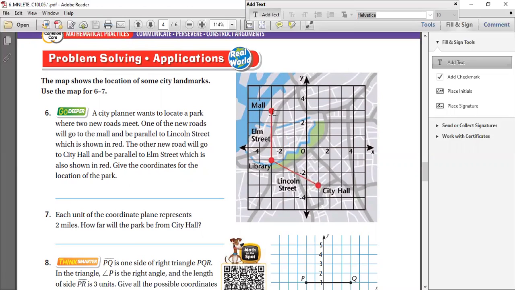So they want one of the new roads to go to the mall and be parallel to Lincoln Street. Parallel means how the line should go. It should go like that, parallel, right? Which is shown in red. The other new road will go to the City Hall and be parallel to Elm Street. So this is Elm Street. It should be parallel, going to City Hall, which is also shown in red. Give the coordinates for the new location of the park. So they want the new location of the park.